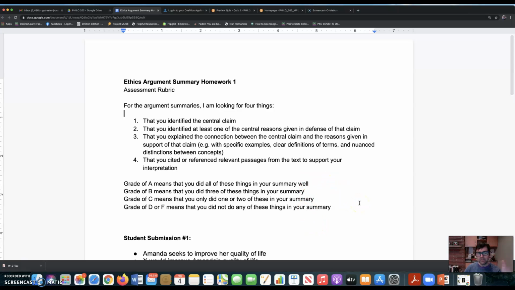But a B means that one of these three things, you didn't do, or you didn't do clearly at all. Either you missed the central claim, or you didn't identify the central reasons in support of it, or you didn't explain the connection very well, or you didn't bother to cite either directly or indirectly passages from the text. Again, you don't need a bunch of quotations in the summary.